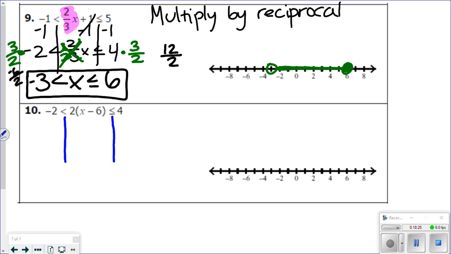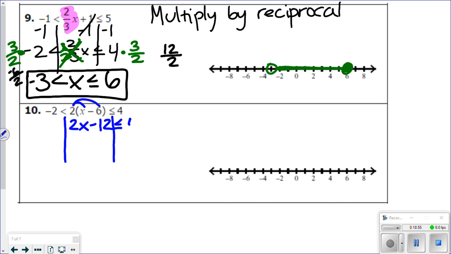Draw my lines down. If I'm working inside out, I notice I have parentheses. So 2 times x, 2 times negative 6. Distribute. I want you to pause this video and finish question 10, and don't forget to graph it. 2 times x is 2x. 2 times negative 6 is negative 12.